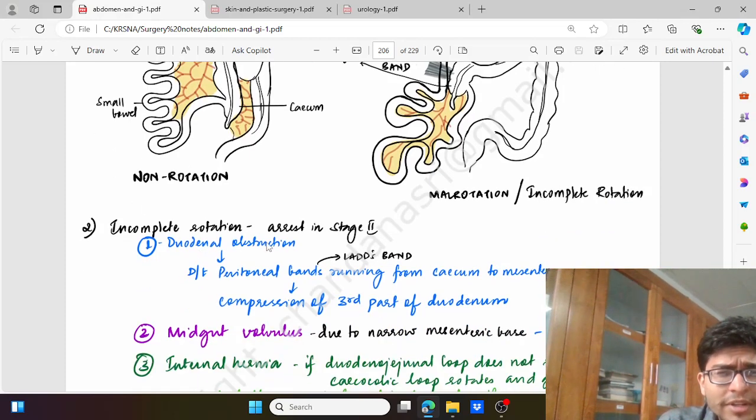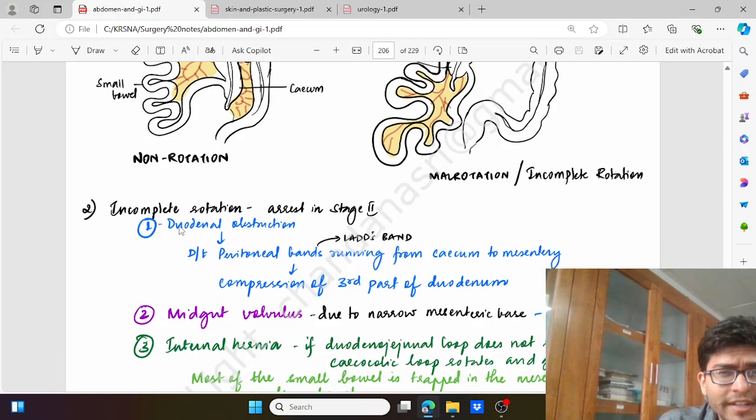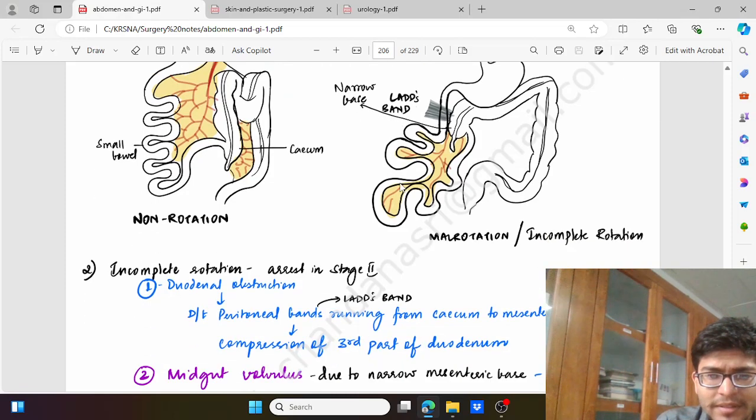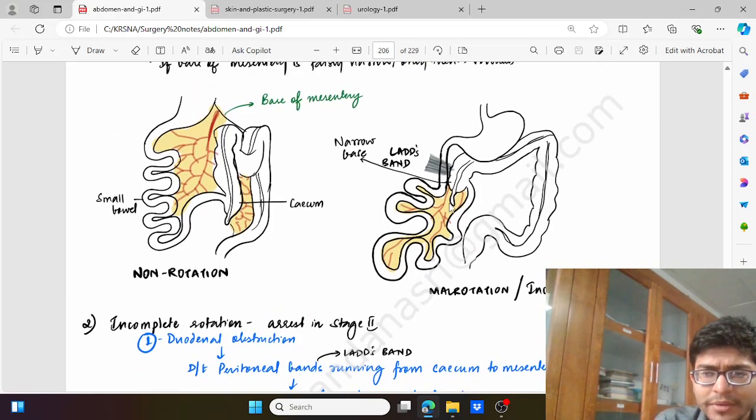Then there is incomplete rotation, where there is arrest in stage 2. Here there are 3 conditions. First, duodenal obstruction, which is due to Ladd's band, a peritoneal band running from the cecum to the mesentery, causing compression of the third part of the duodenum. Here we can see in the diagram Ladd's band causing compression of the second part of the duodenum, and the third part of the duodenum.